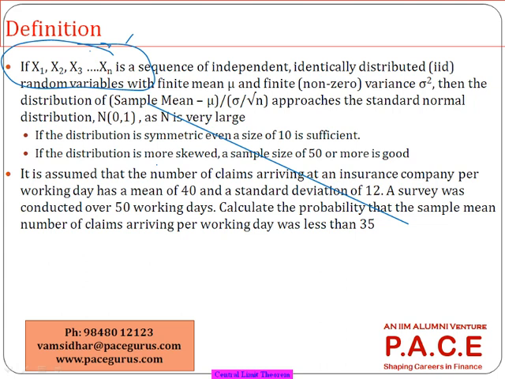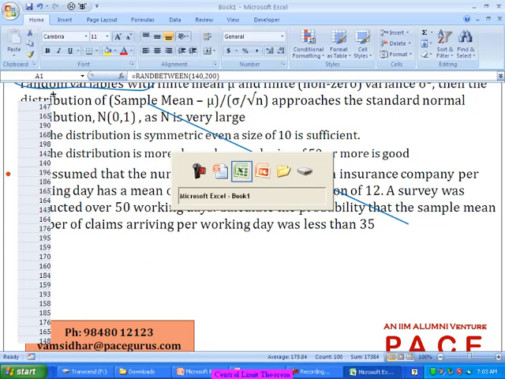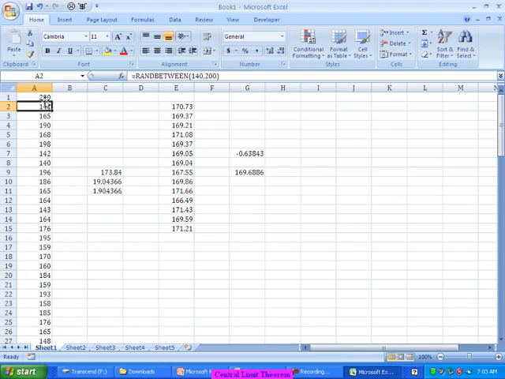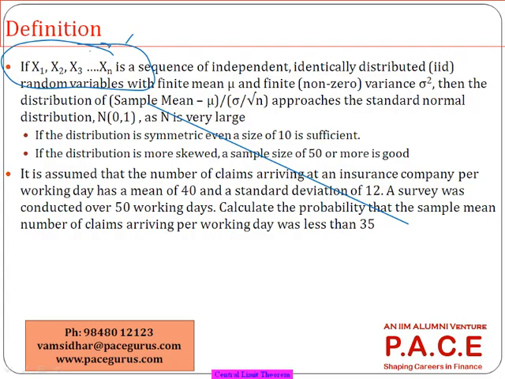For each day, we have collected the number of claims, for 50 days like this. The mean is 40. The standard deviation is 12. What it is saying: calculate the probability that the sample mean of the number of claims arriving per working day was less than 35.